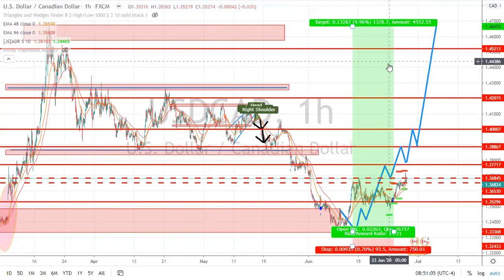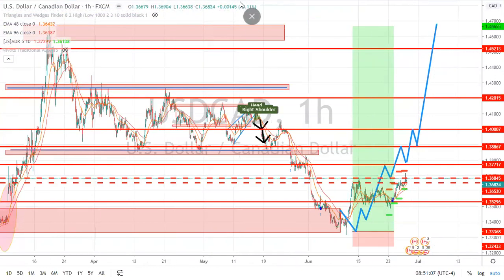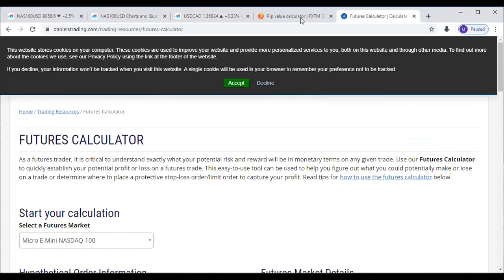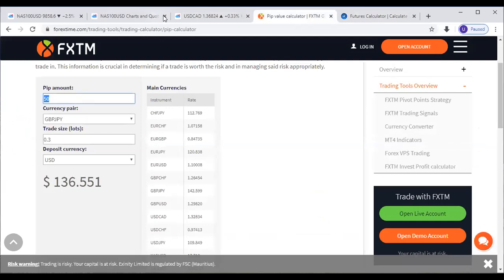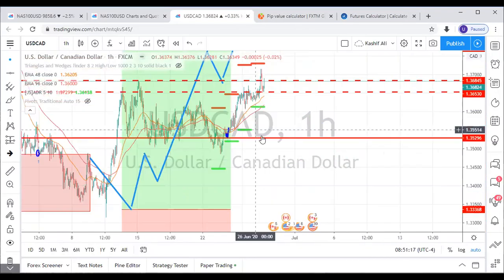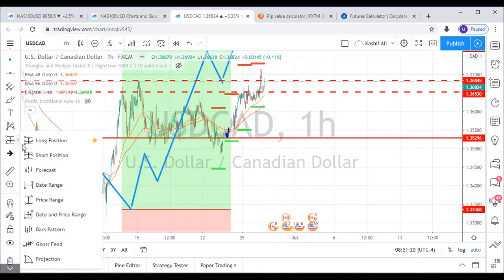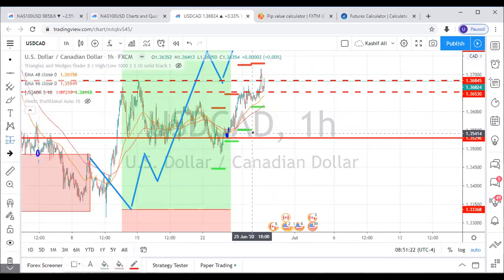So sooner or later, if you calculate on this trade, and you are able to catch this trade here again if it comes back to this level, it will be very amazing. Long position from here.